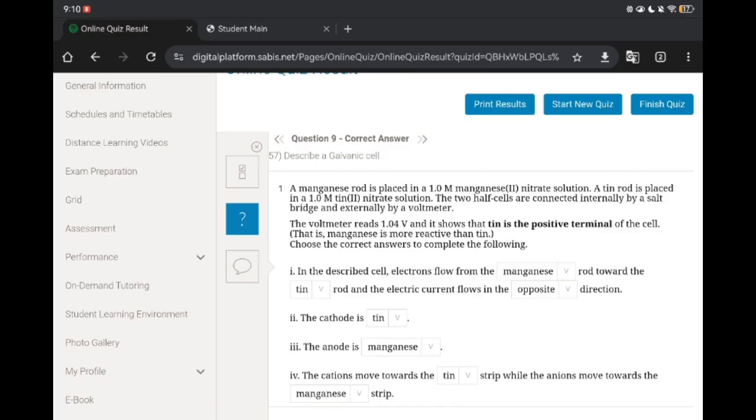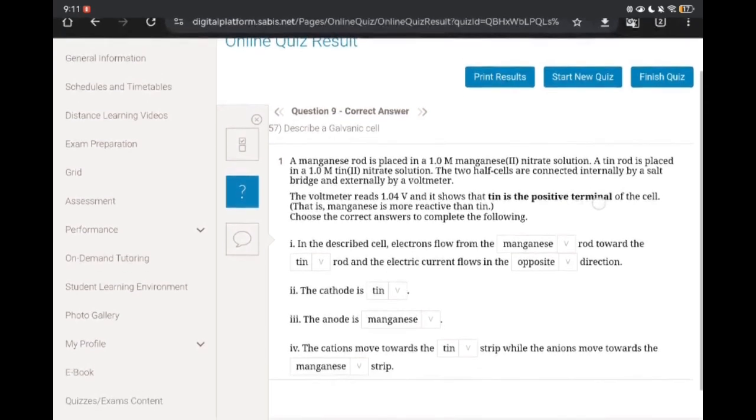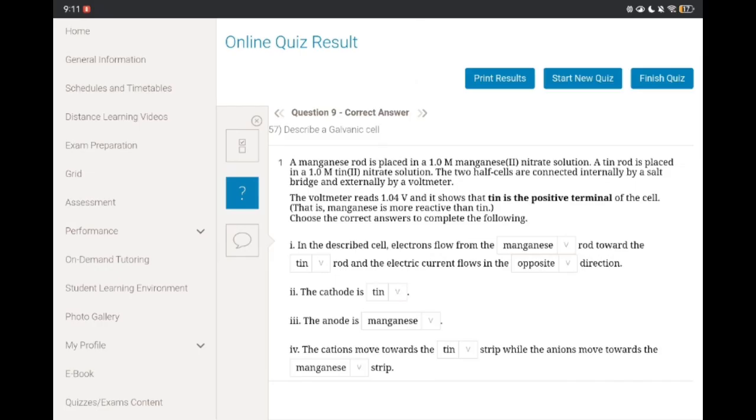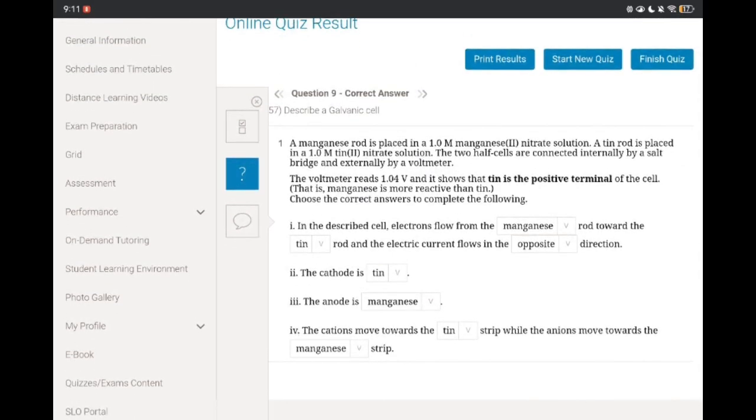So here, look, the more reactive one will be the one having oxidation done to it. It will be the anode, because the anode is where the oxidation happens. So you can use two things. Either tin is the positive terminal, and the positive terminal is the cathode. You can remember that. Or manganese is more reactive, so that means manganese is the anode.